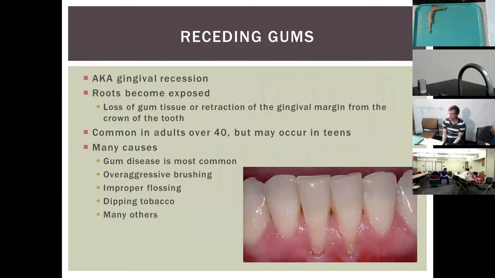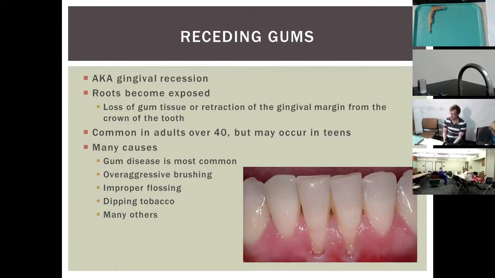Receding gums is something that can occur typically in adults over 40, but it can occur in teenagers as well. It's also called gingival recession. This is when the roots become exposed. Remember, in a normal, healthy mouth, only the crown is exposed. That's all you see. But in receding gums, the gums start to drop a little bit, and you start to see the roots become exposed after a while. This can be caused by a lot of things, like over-aggressive brushing, improper flossing, or chewing tobacco.